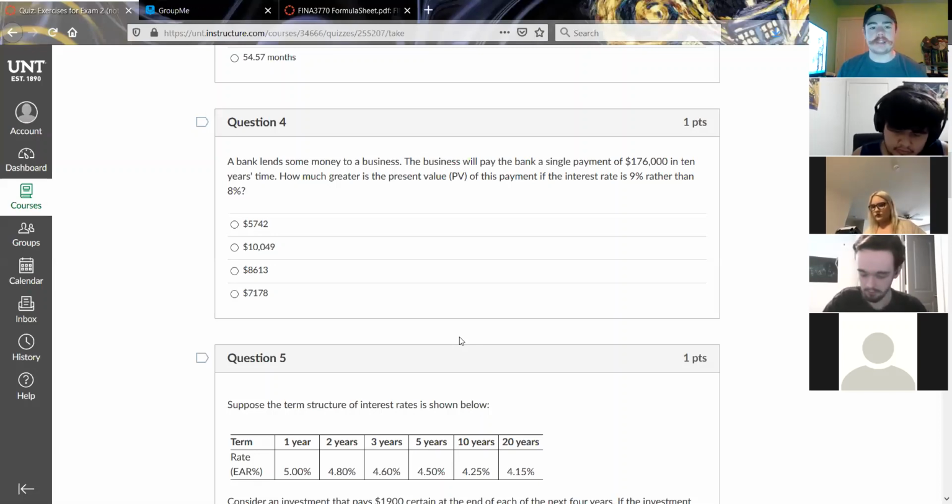And then it says, what is PV, giving you two different interest rates to use. So you have two different formulas. I did the 9% first and then the 8%. So N was 10, I/Y was 9. The present value is what we're looking for. Payment was 1, and then the future value was 176,000. Then same thing, but 8% instead.